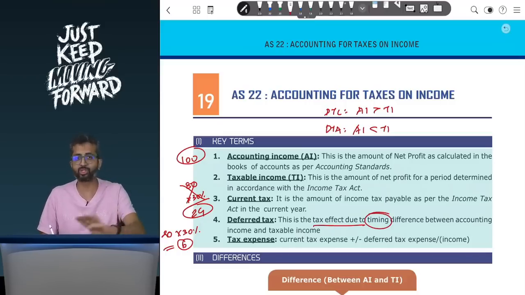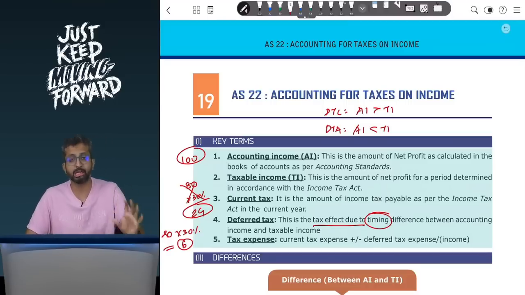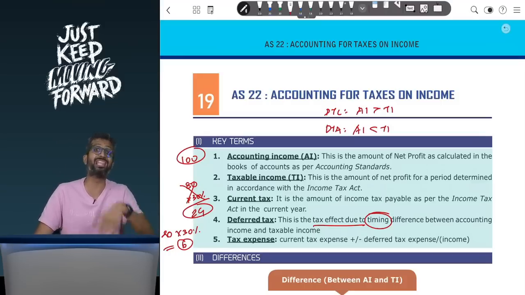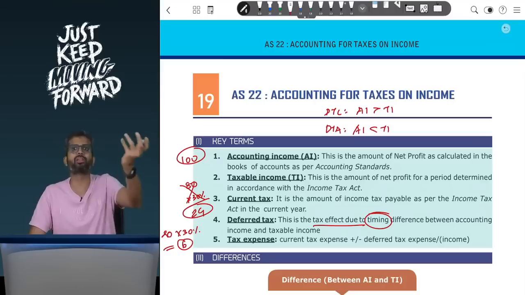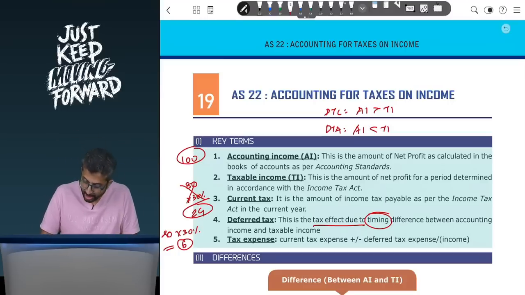For permanent differences, there is no deferred tax, because ultimately you are not going to get a deduction in the future, or the other way around, you don't have to pay more tax. Like donation to charitable institutions, books might have given you a deduction. Income tax will never give you a deduction in the future, so there's no point creating a DTA or a DTL for that. Okay, tax expense will be current plus deferred.